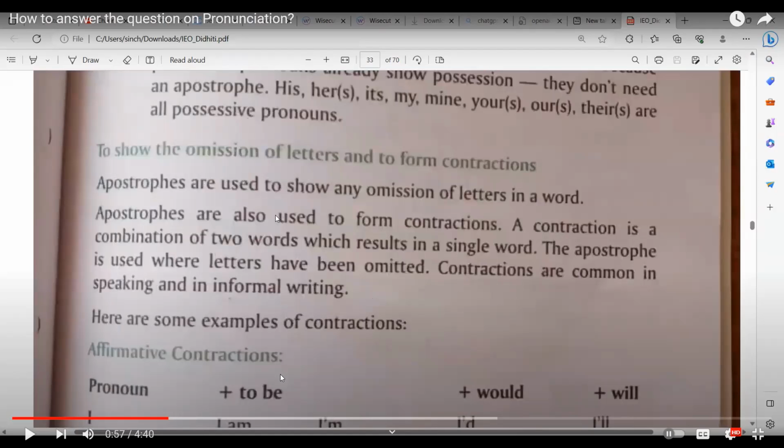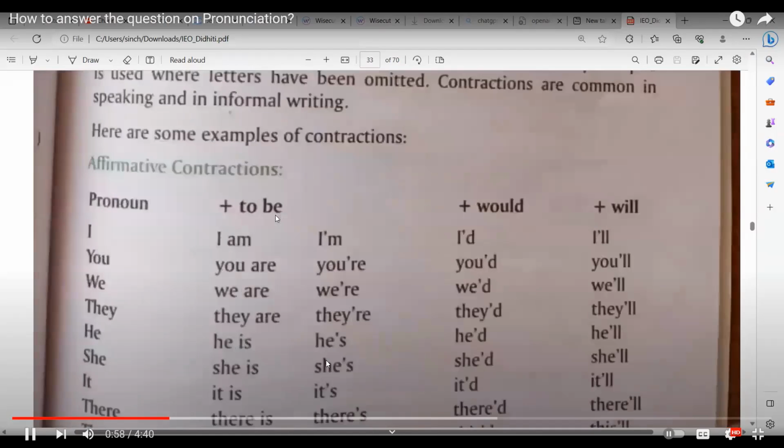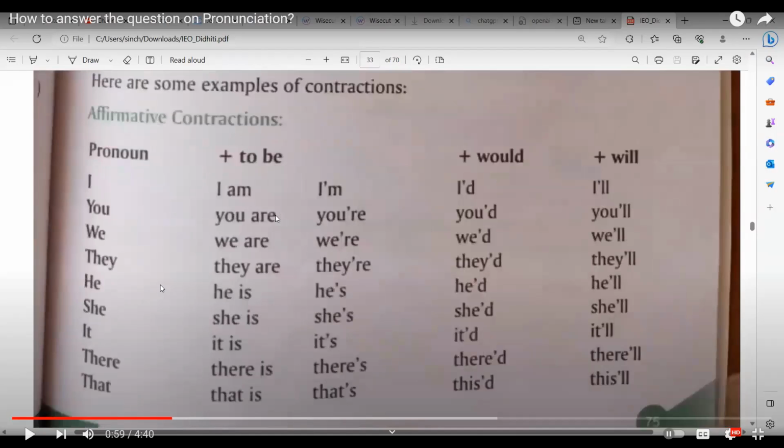Very good. So what is happening if we omit a letter? We use the apostrophe to form the contractions. Like I am. See, how are we going to write I am? We will just use the apostrophe here. Then we will write m. So we are omitting a and using the apostrophe in its place.